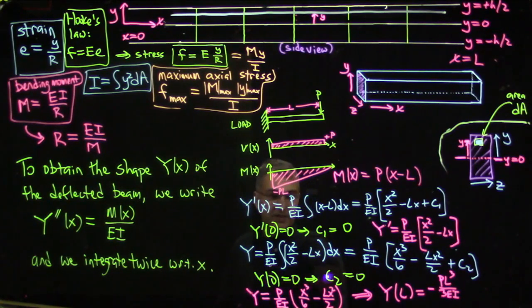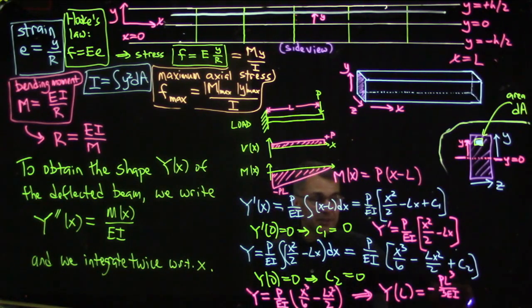But the fixed end of the cantilever has y equals 0, so this constant must be 0. So that gives us y is P over EI times x cubed over 6 minus Lx squared over 2. So if we plug in x equals L, we get L cubed over 6 minus L cubed over 2. So 1/6 minus a half is minus a third. So that's PL cubed over 3EI. The minus sign is because it's deflected downward.